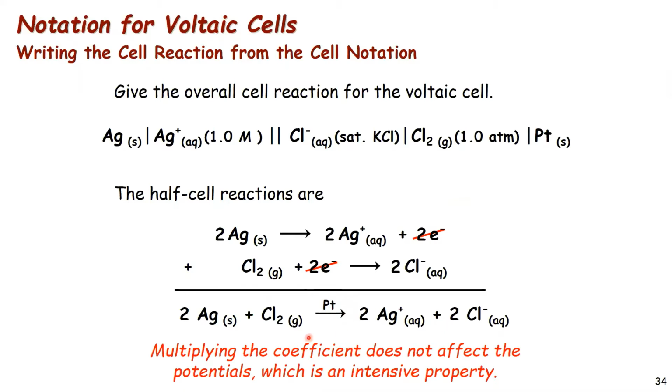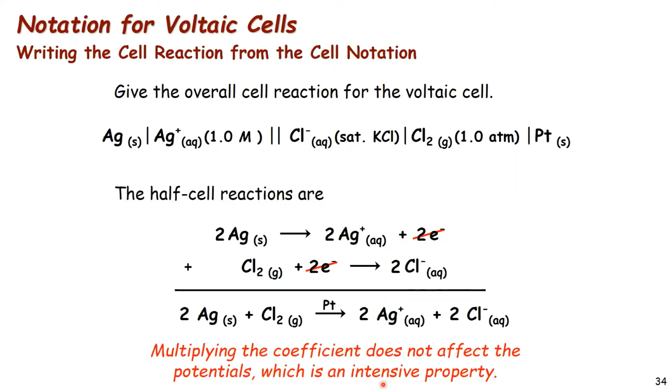So, multiplying the coefficients does not affect the potentials. Okay, that's going to make more sense here in a second. So the potentials of each of these half reactions, and remember the overall cell potential is going to be the difference between these two potentials. It's actually going to be the sum of these two potentials. The way we're going to use it is going to be the difference. I'll show you that in a second. But that voltage is not affected by multiplying the coefficients.